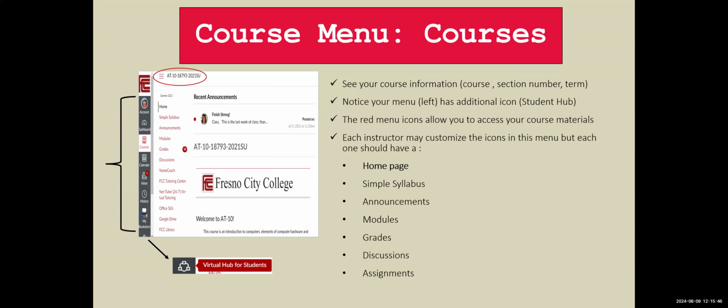This menu gives you access to the syllabus for the course. You can view announcements that your instructor makes. You can view specific modules created by your instructor. We'll cover this a bit more in depth in a few moments. You can view your grades, discussion boards, and assignments for the class. This is an overview of the course and the menu bar. Now we'll dive into the menu items.